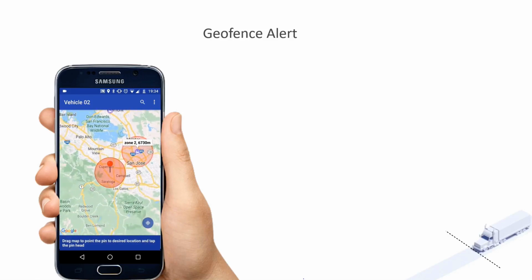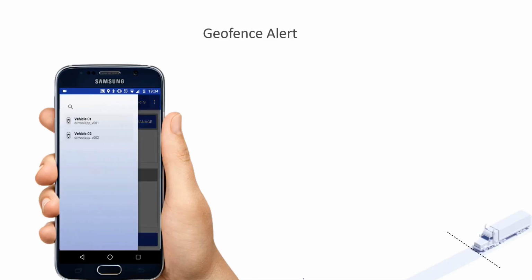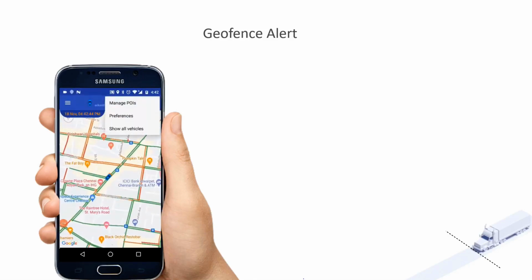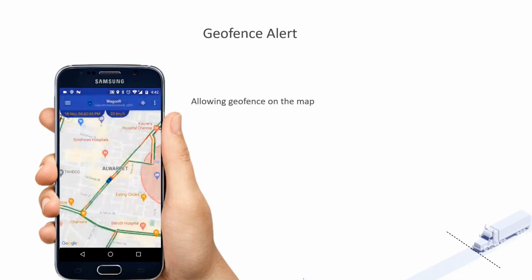After creating a geofence, please go back. Once you refresh the page, you will see the list of geofences created by you. Now to see them on the map, click on preference and select the options that you prefer.